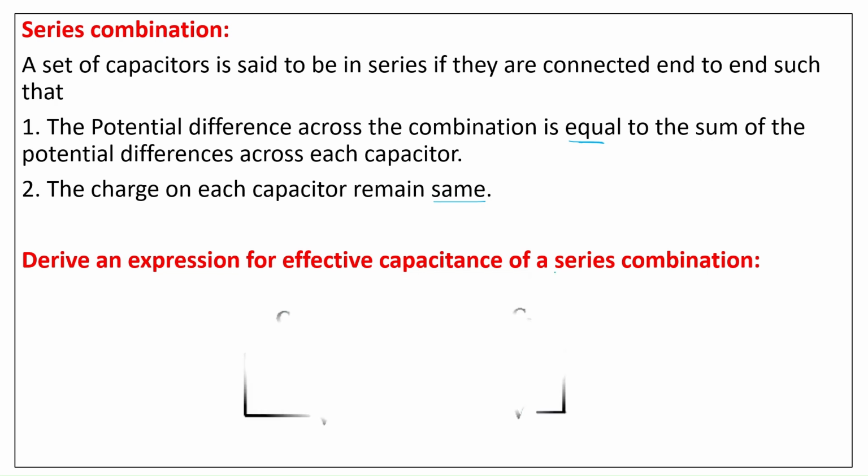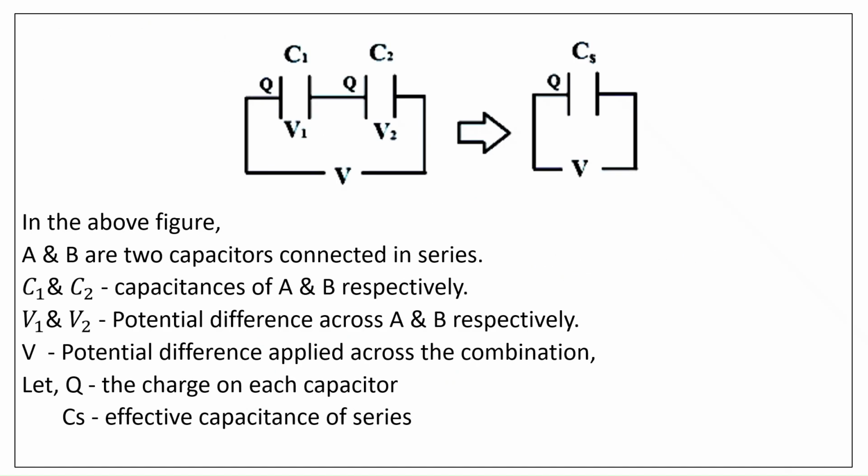From above figure, A and B are two capacitors connected in series. C1 and C2 are the capacitance of A and B respectively. V1 and V2 are the potential difference across A and B respectively. V is the potential difference applied across the combination. Let Q be the charge on each capacitor. Cs be effective capacitance of series.